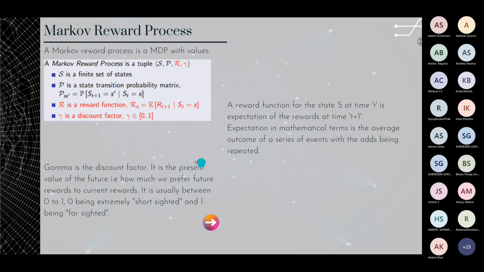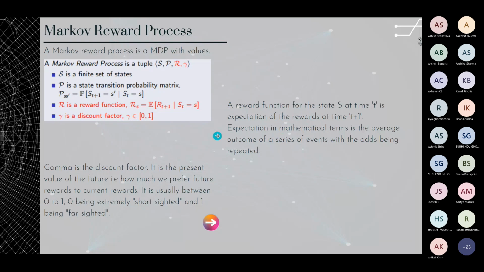Now, one step ahead of MDPs are Markov reward processes. A Markov reward process is an extension of the tuple that we saw, that is the set of states and the probability matrix. Along with that, we have the reward function and the gamma, which we call the discount factor. A reward function for any state S at time t is the expectation of the reward that you will get from timestamp t plus 1, that is, the immediate rewards you're going to get from the future.